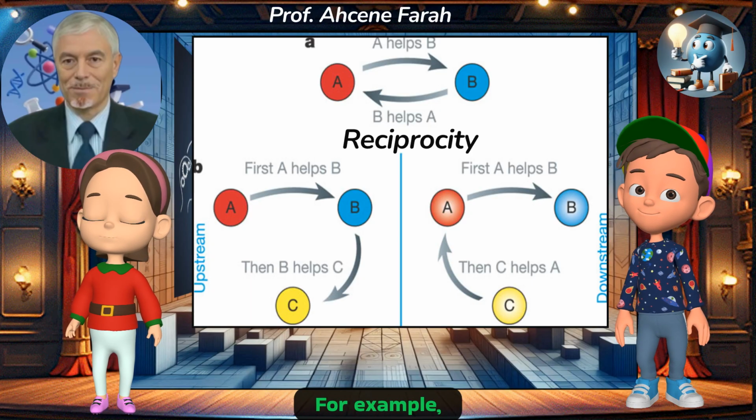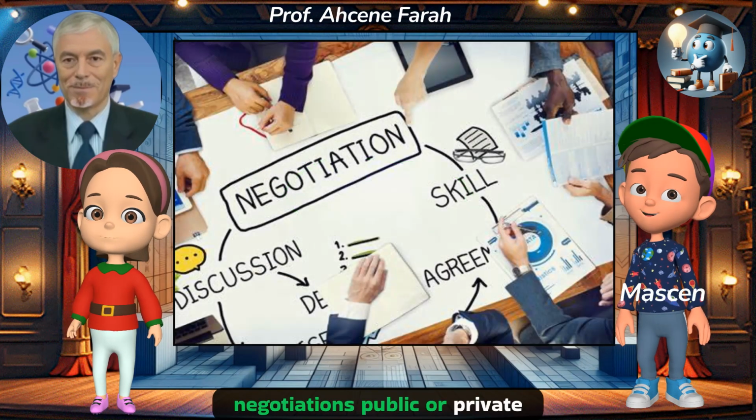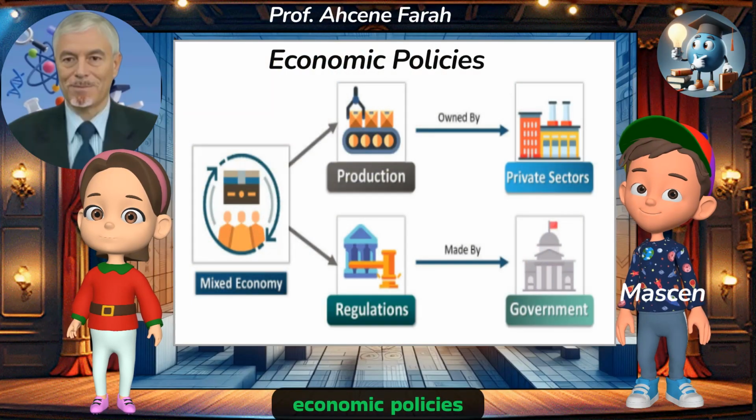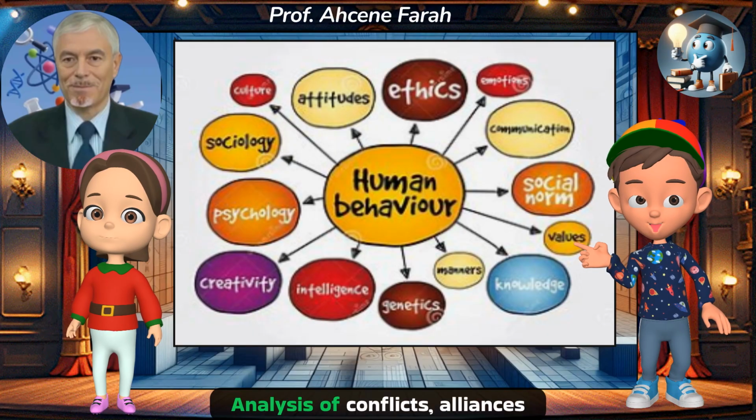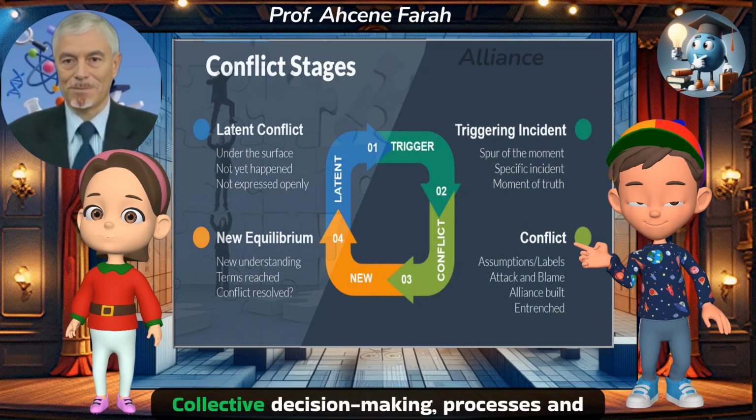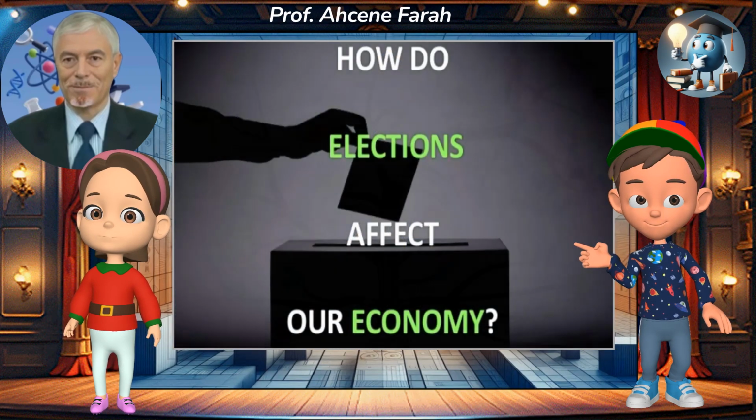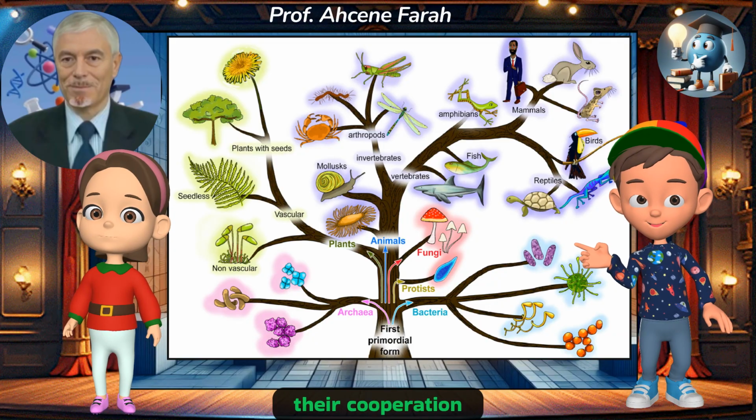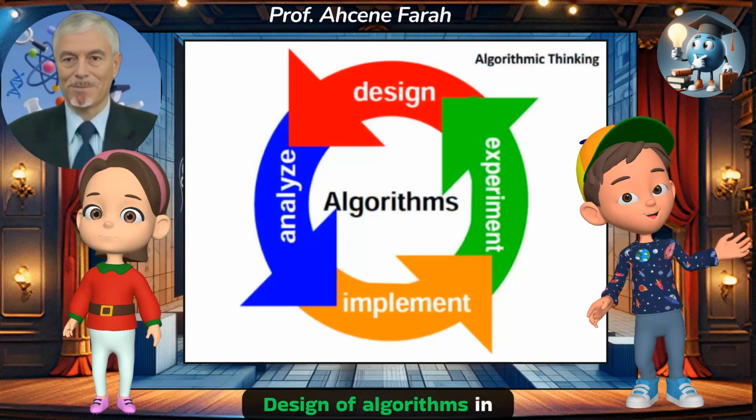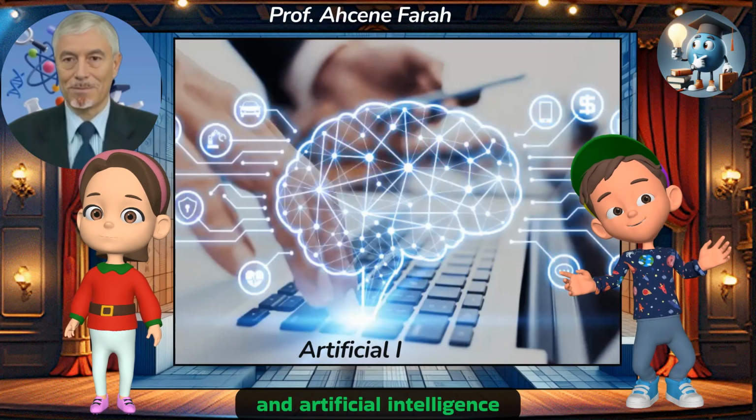results, for example. The applications of game theory models are found in analysis of markets, negotiations, public or private economic policies, study of human behavior in social and political interactions, analysis of conflicts, alliances, collective decision-making processes, and elections, modeling of biological evolution, competition between species and their cooperation, design of algorithms in computer science, communication protocols, and artificial intelligence.